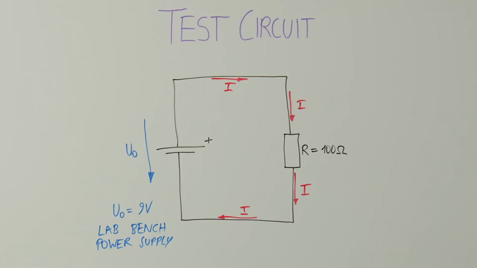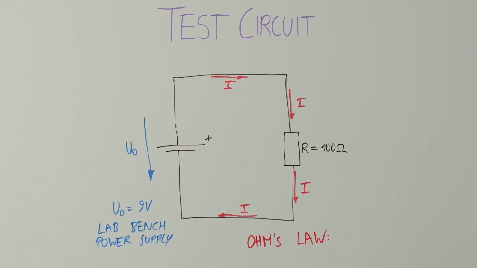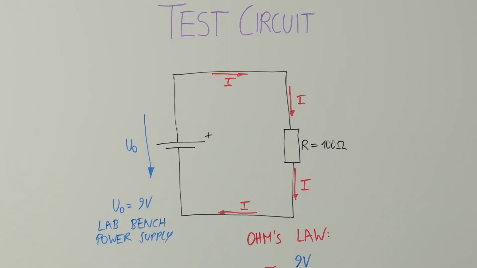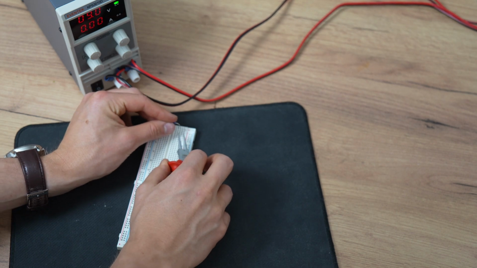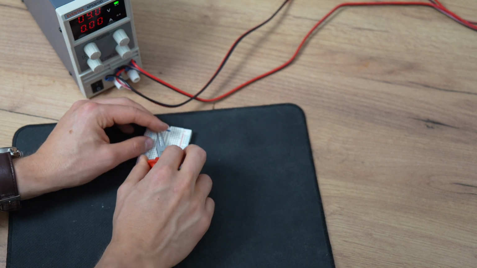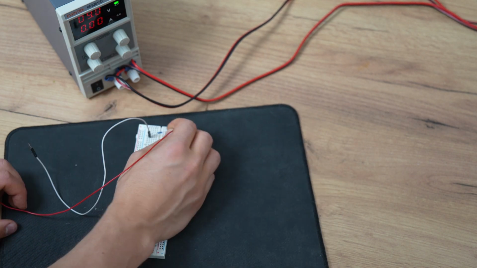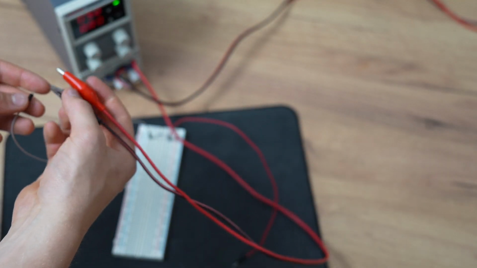We can calculate the current and get I is equal to U over R, which is equal to 90 milliamps. Let's test if this calculation applies in reality as well. As you can see, we plug the resistor into a breadboard and use jumper cables to connect the resistor to the crocodile clamps of the lab bench power supply.